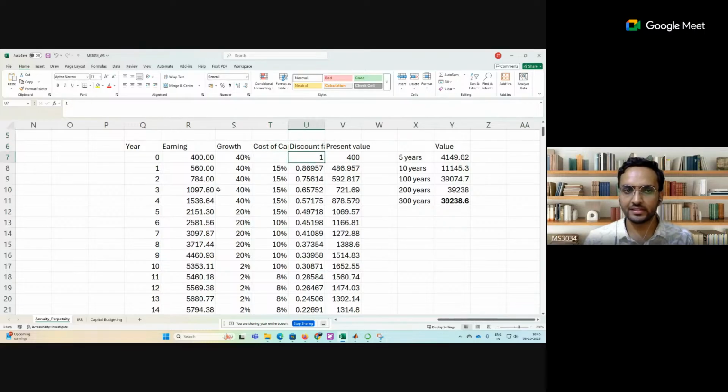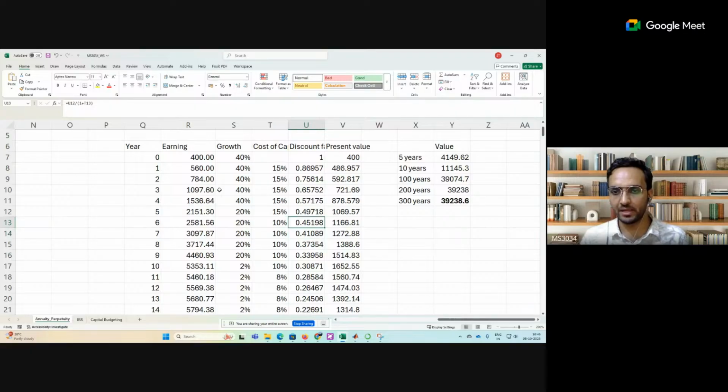So I compute the discount factor. When there are different rates, I will simply keep on discounting this discount factor. In the first year it is simply 1 divided by 1 plus 15%. In the second year it will be 1 divided by 1 plus 15% times 1 plus 15%, and so on and so forth. For example, in the sixth year it will be 1 divided by 1 plus 15% 5 times, times 1 plus 10%. That will be the case. So I have used that formula.